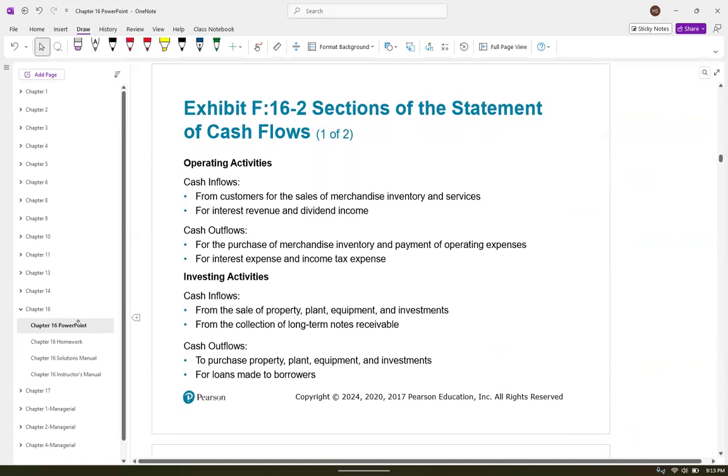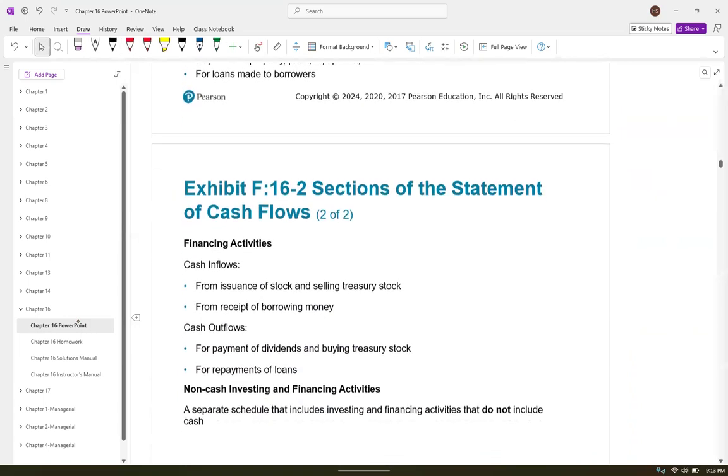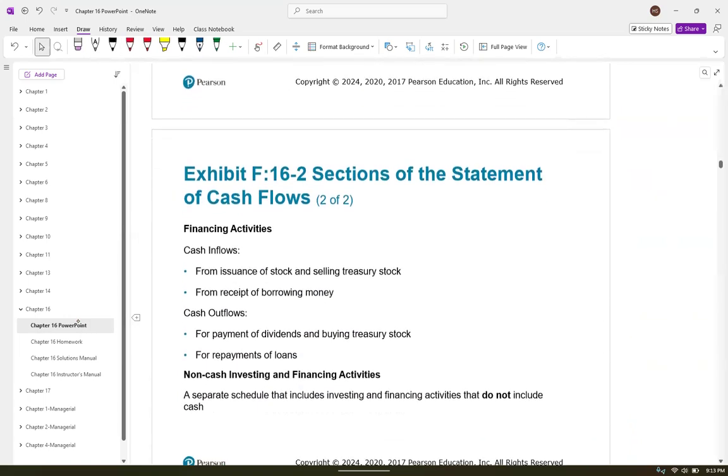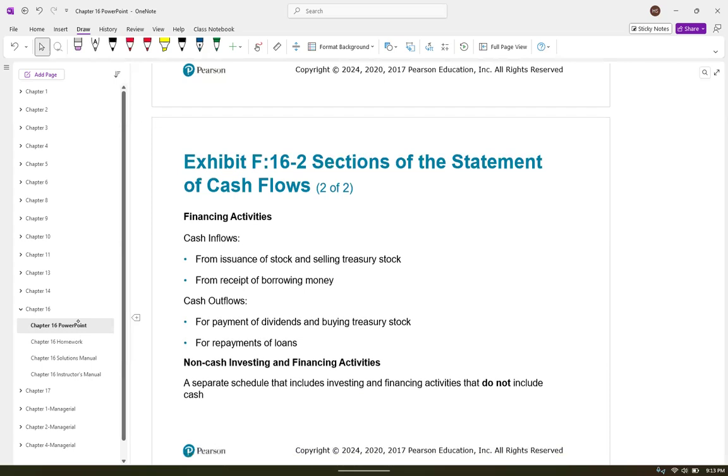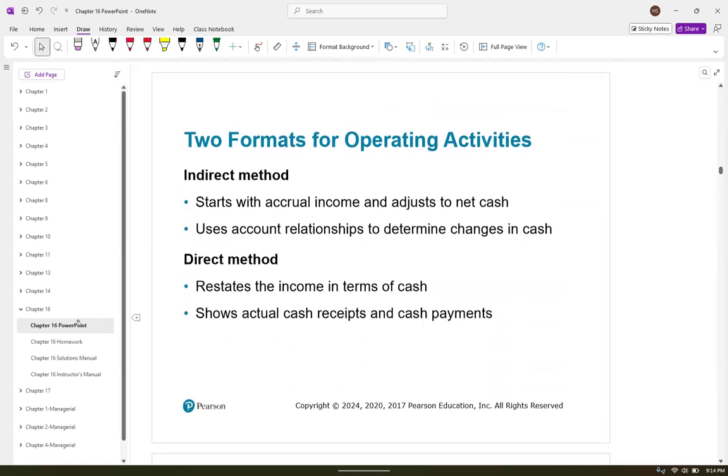We're looking at these operating activities. We have cash inflows, cash outflows on all of these. Okay. And I have one simple rule to help you understand whether you're adding it or subtracting it. Okay. So we'll get to that here in just a few minutes.